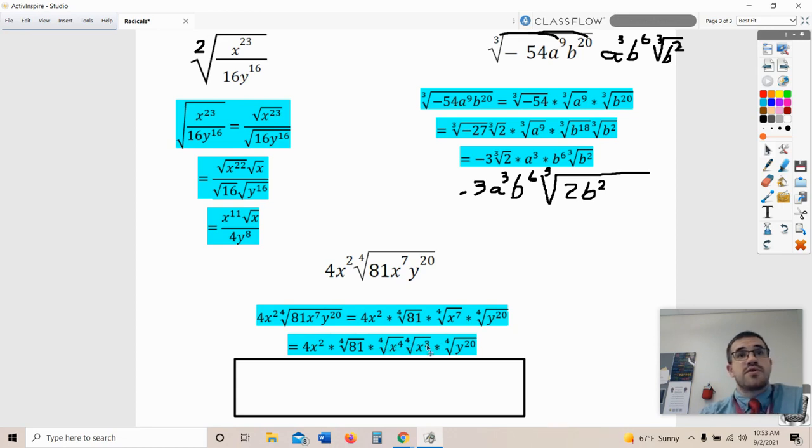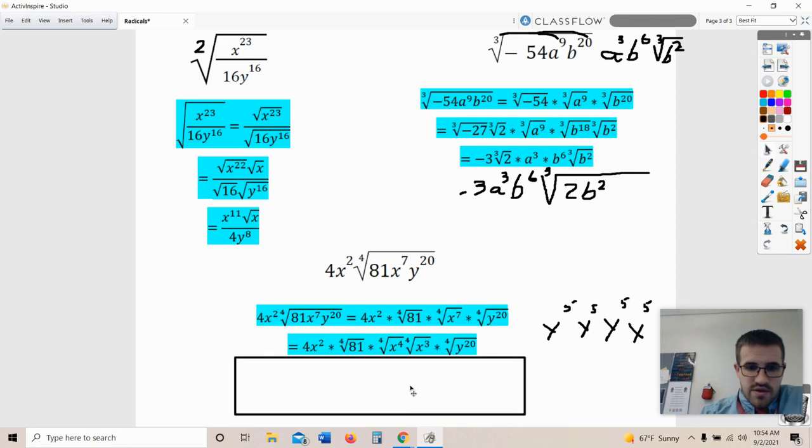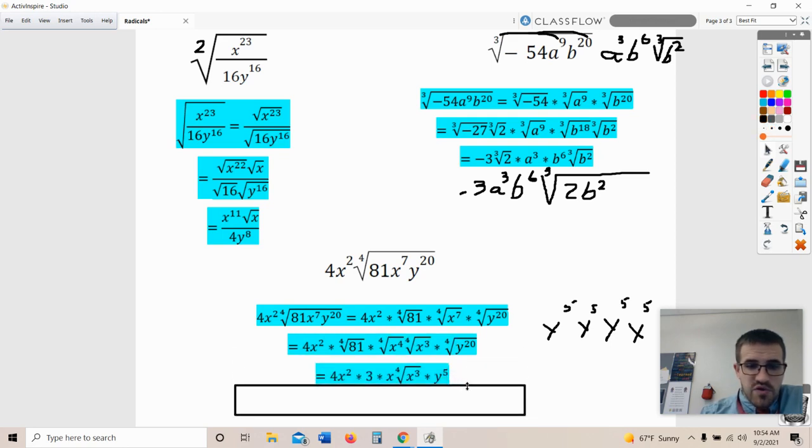The fourth root of x to the third isn't an even exponent, or isn't divisible without a remainder. And the fourth root of y to the 20th is going to be y to the 5th, because y to the 5th times y to the 5th times y to the 5th times y to the 5th will give you y to the 20th. Simplify a little bit further. You have 4x squared. The fourth root of 81 is 3. The fourth root of x to the fourth is x. The fourth root of x cubed is the fourth root of x cubed. And the fourth root of y to the 20th is y to the 5th. And then rewrite everything.